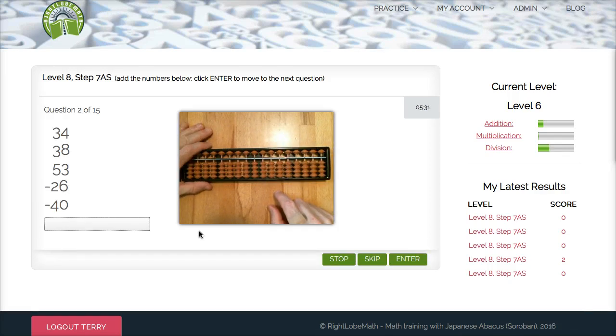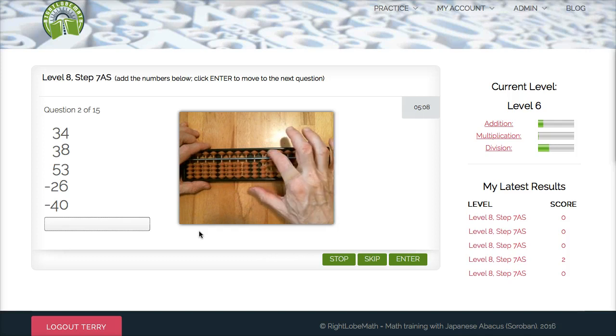Okay, let's try a second example here. Start off with 34, and then we need to add 38. Add the 3 in the form of a 5 pair. And then to add 8, I add 1 to the second rod, subtract 8's 10 pair 2. Now we need to add 53, add 1 to the third rod, subtract 5's 10 pair 5, and then add 3 to the first rod. That's a straight 5 pair.